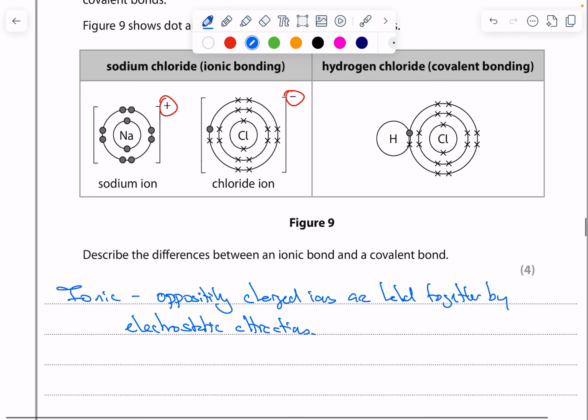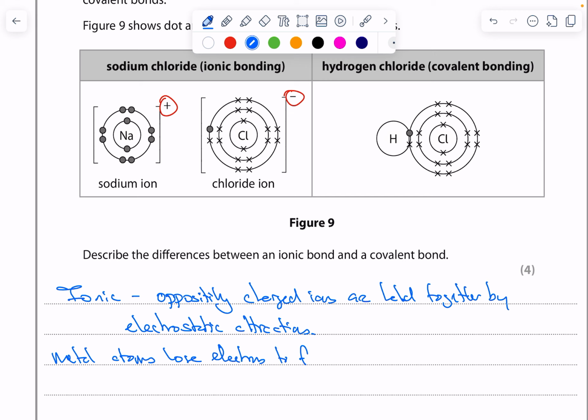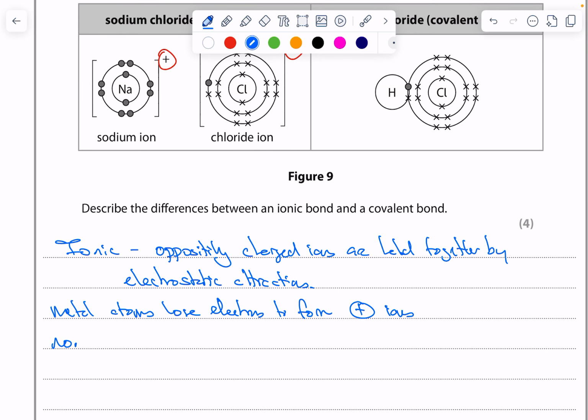Okay, why have those ions been formed? That is because metal atoms lose electrons to form positive ions. Non-metal atoms gain electrons to form negative ions.